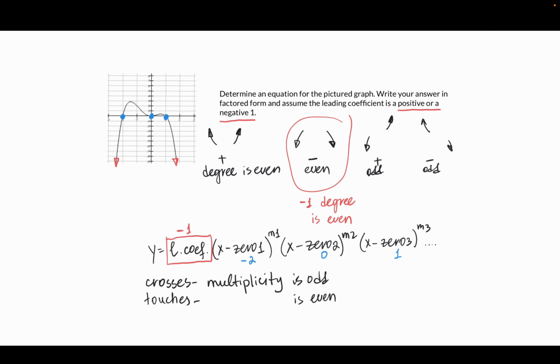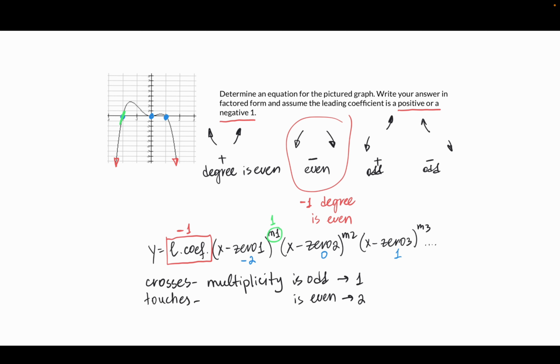Most of the time, unless otherwise stated, the odd multiplicity will be a 1 and the even multiplicity will be a 2. Again, unless you are specifically told that the multiplicity for that zero is something other than 1 or 2. Okay, so we're going to look at the graph at our first zero, which is -2, and it looks like the graph crosses the x-axis at that zero, so my multiplicity for that first zero inside the formula will be 1.